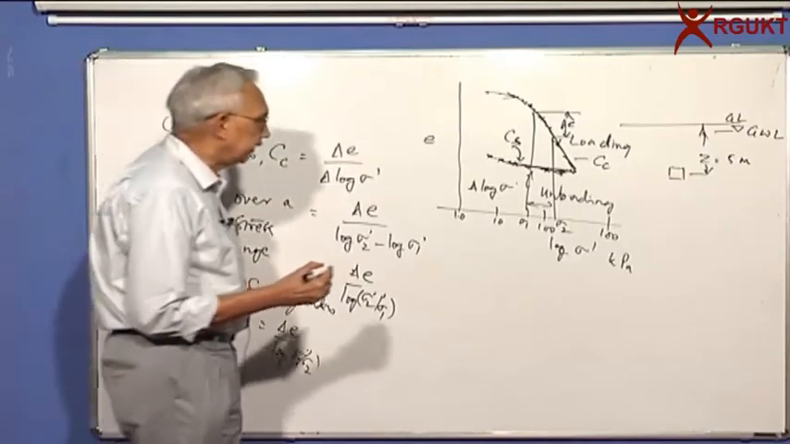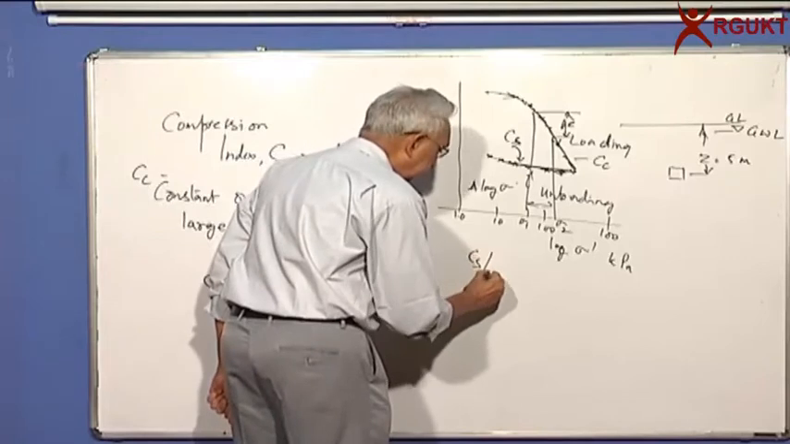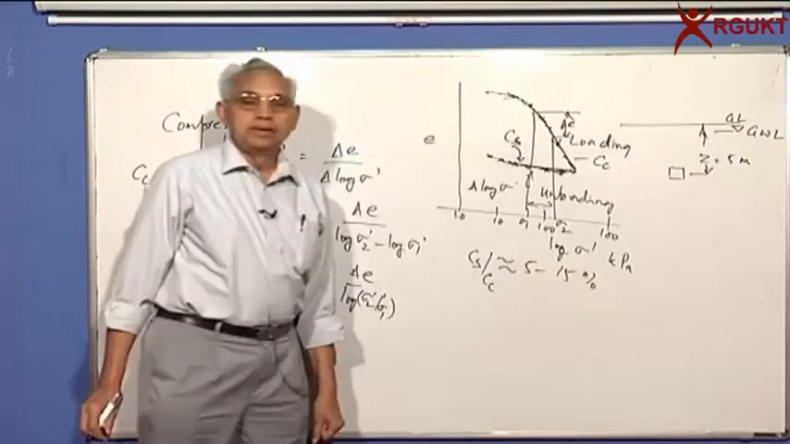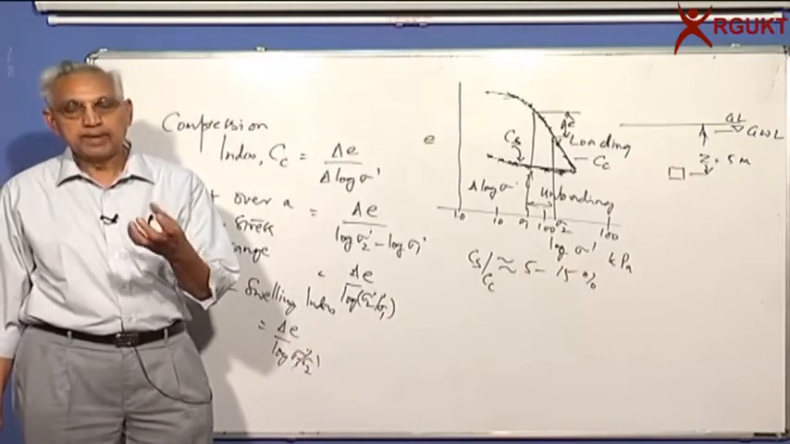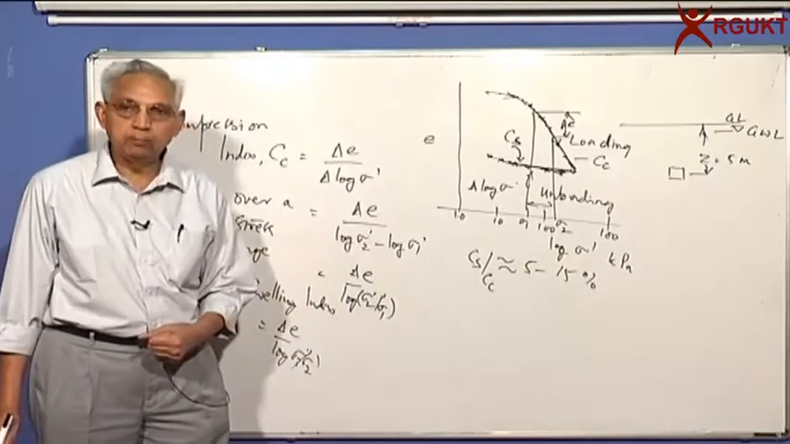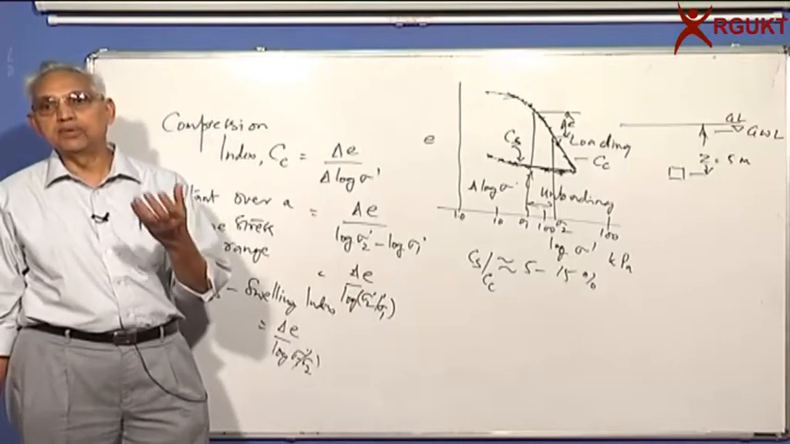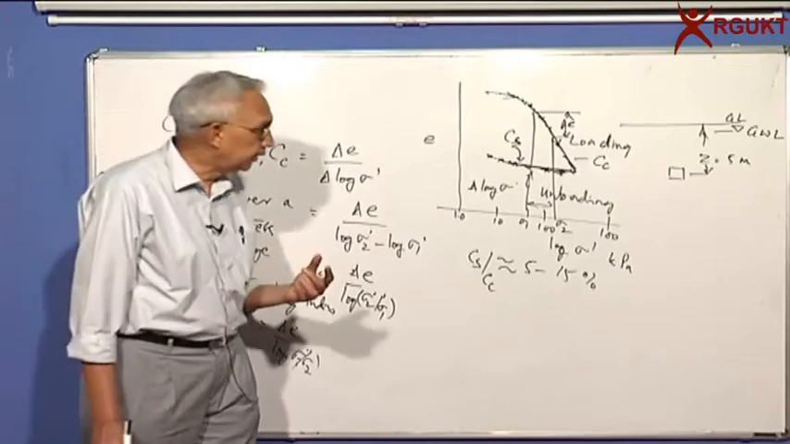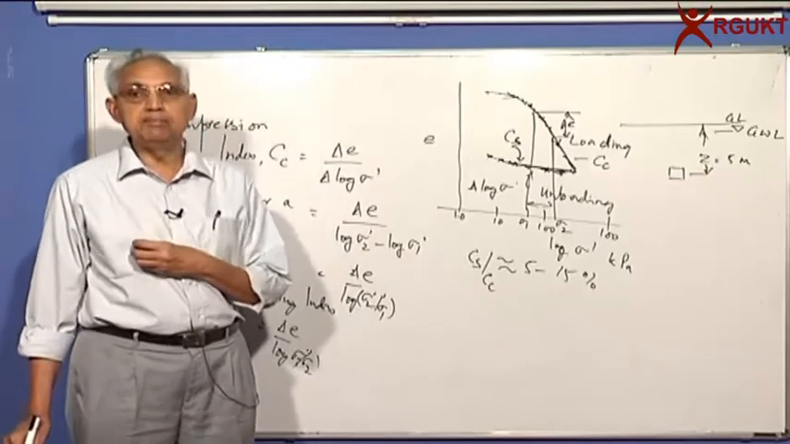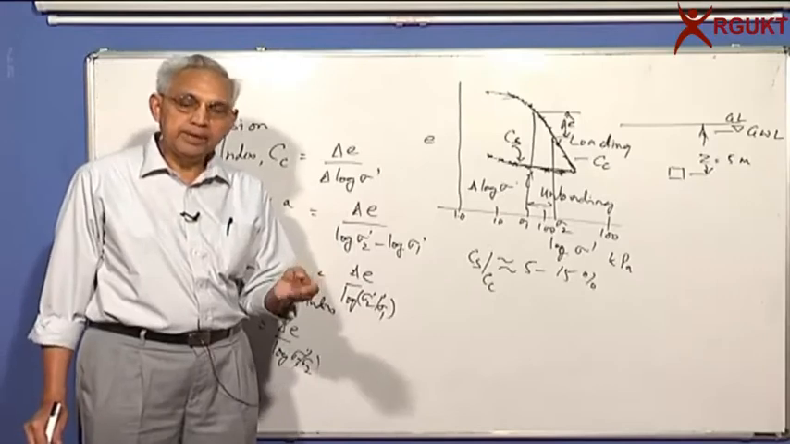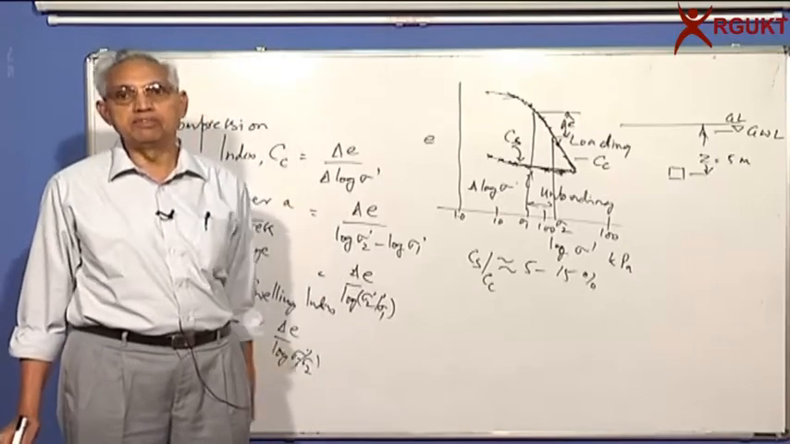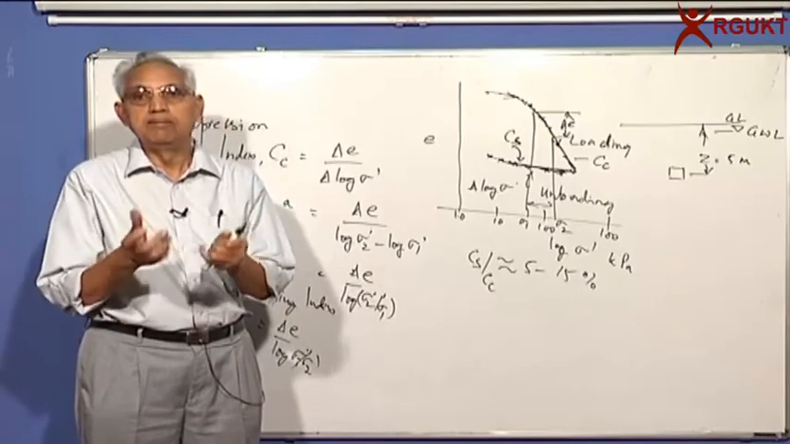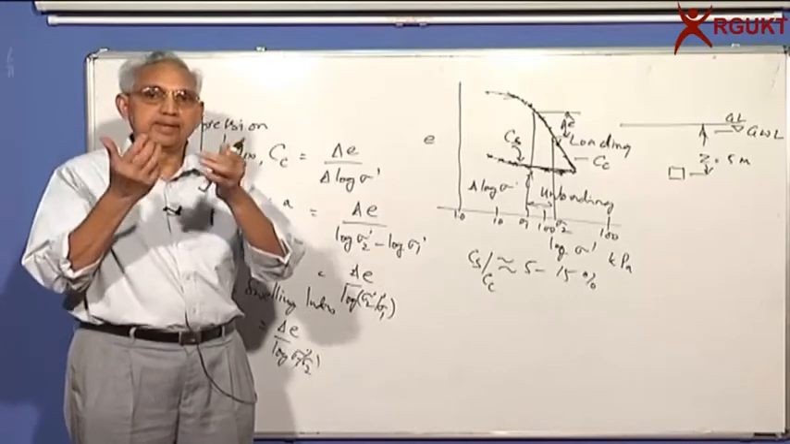It's very interesting that Cs by Cc is usually of the order of 5 to 15%. So if you have a compression index of something like 0.4, the swelling index could be of the order of only 1/10 of that, which means 0.04. What does it mean? If it settles by 10 millimeters, when you unload, it will only rebound by 1 or 1.5 millimeters. Soils try to compress, but when you remove the load, the particles cannot bounce back.